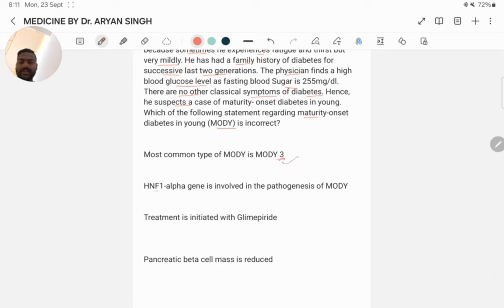Correct. HNF1 alpha gene is involved in the pathogenesis of MODY, correct. Treatment is initiated with glimepiride, correct. Pancreatic beta cell mass is reduced, wrong.